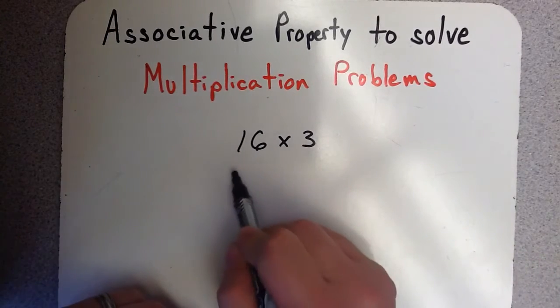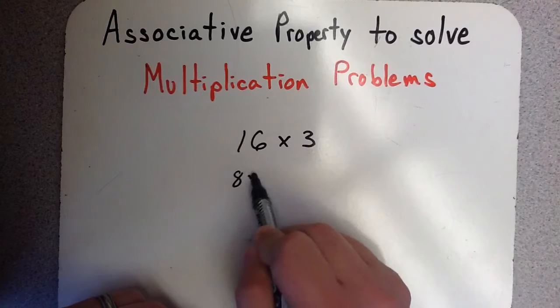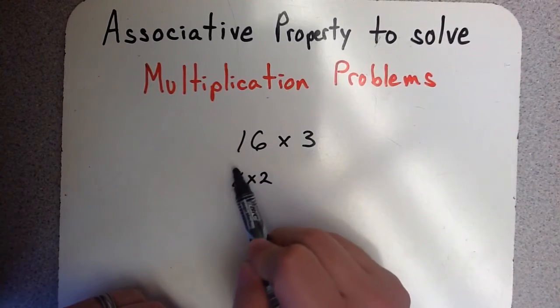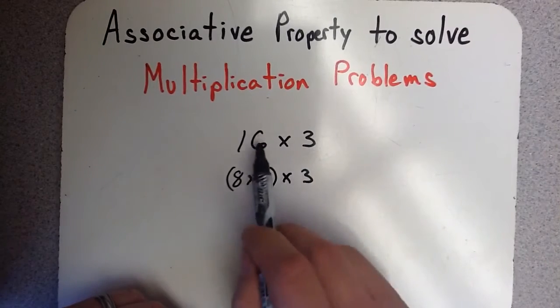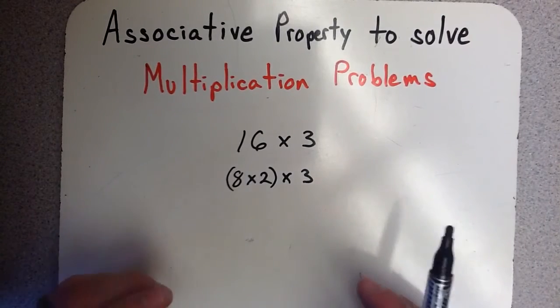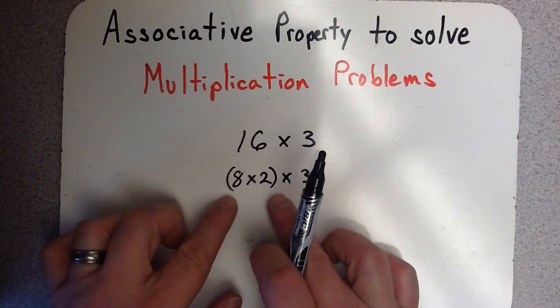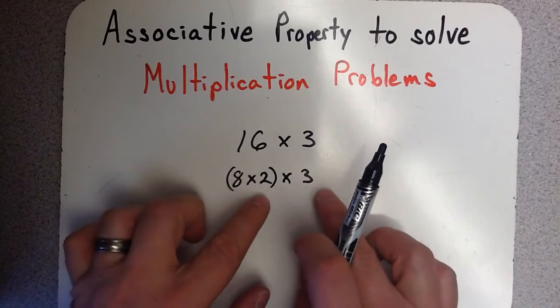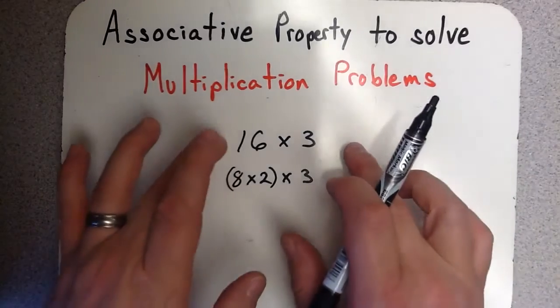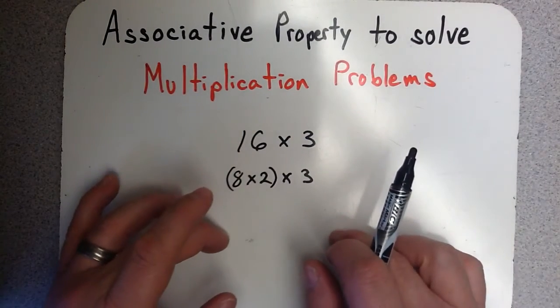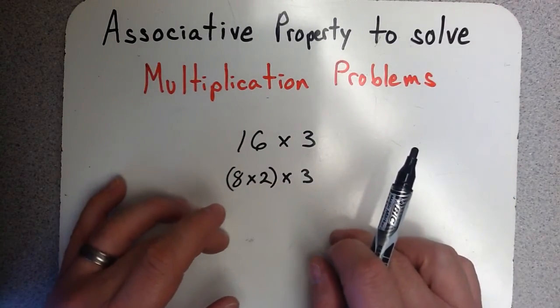So let's look at the factors. 8 multiplied by 2, so 8 and 2. So right now those are grouped together like that to make my 16. But I can use the associative property, which lets me move those parentheses to group different factors together in the case of multiplication to turn 16 multiplied by 3 into a much simpler and easier to solve multiplication problem.